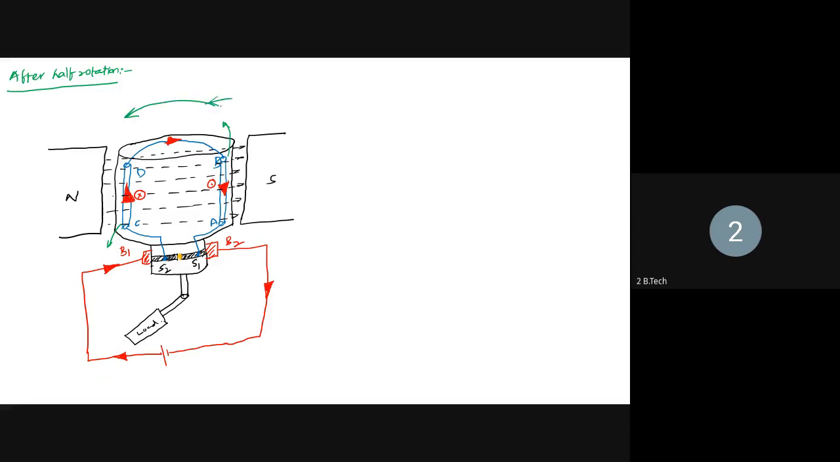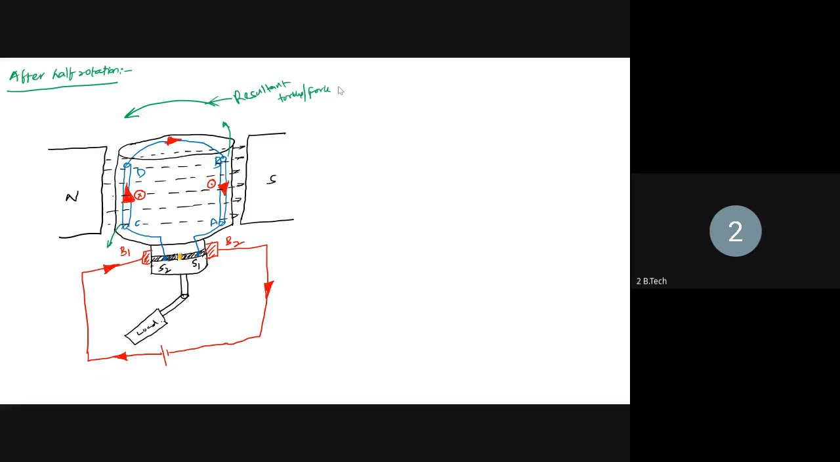So this is the resultant torque or force in the motor. So that in both cases, the conductors are rotating in the same direction, in the anti-clockwise direction. Just check here.